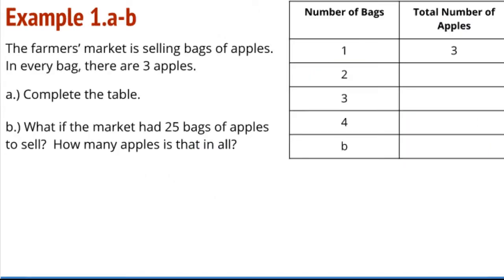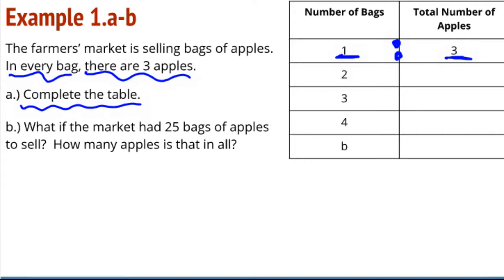All right, so taking a look at example 1 here. The farmer's market is selling bags of apples, and in every bag there are 3 apples, and we are asked to complete the table. Now, I would like to point out that this is a ratio relationship. In every bag there are 3 apples, so we are working with the ratio of 1 to 3, which is a multiplicative relationship. The number of apples is 3 times the number of bags.